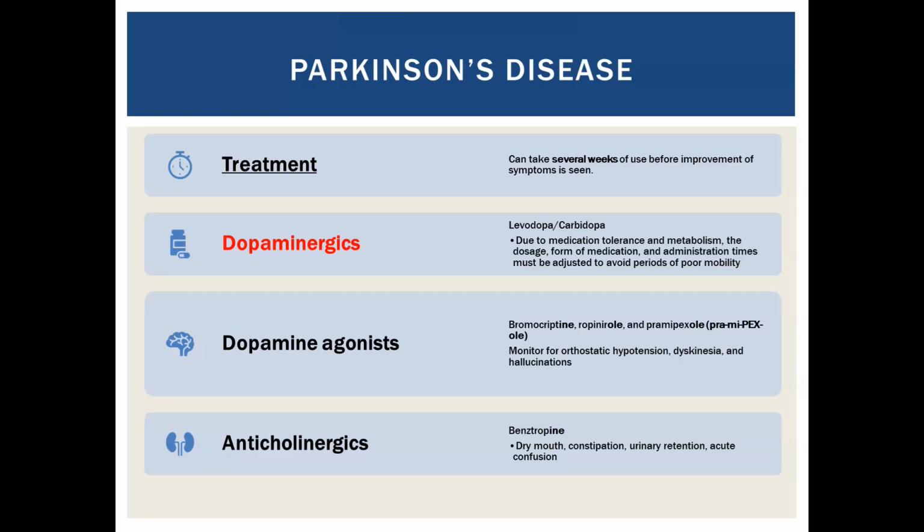Our dopamine agonists, so things that are going to help dopamine get to those receptor sites better: bromocriptine, ropinirole, and pramipexole. I had to put that one on there because that's a big word. We need to monitor for changes in blood pressure, dyskinesia, hallucinations. And then your anticholinergics, benztropine, like atropine. Anticholinergics cause dry mouth, constipation, urinary retention, and acute confusion.